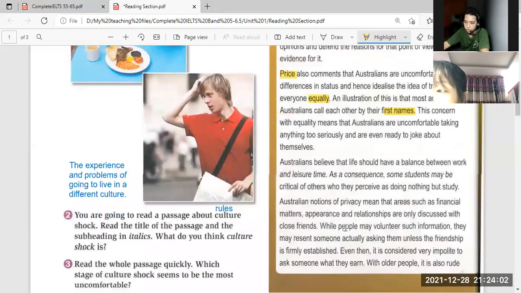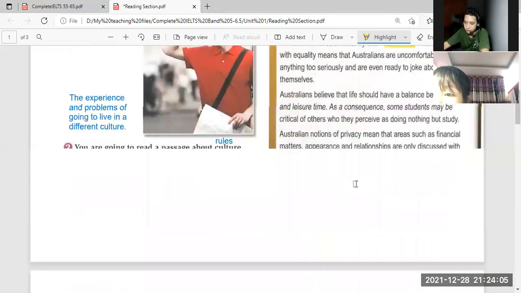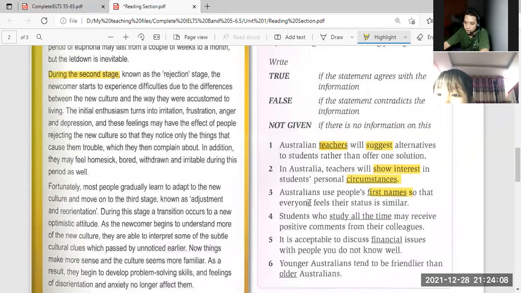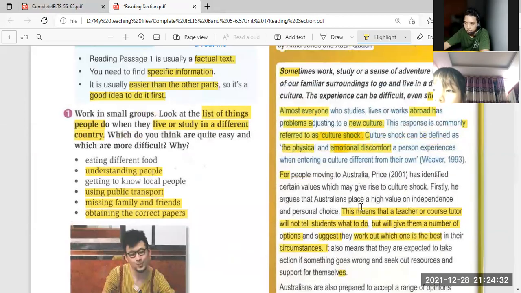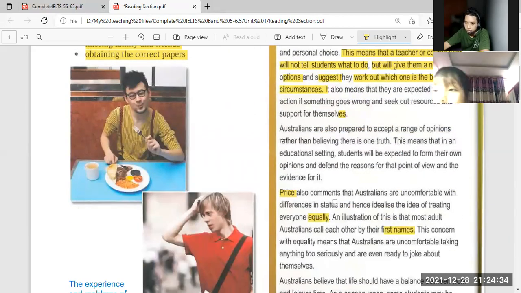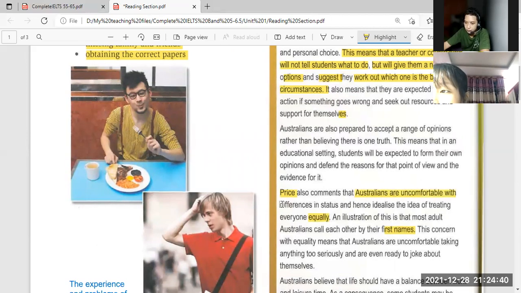Okay. Do you think from this statement, from this paragraph, is this statement true, false, or not given? True. Yes, it is true because Australians use people's first name so that everyone feels their status is similar. Where can you find that? It is here. Price also comments that Australians are uncomfortable with differences.